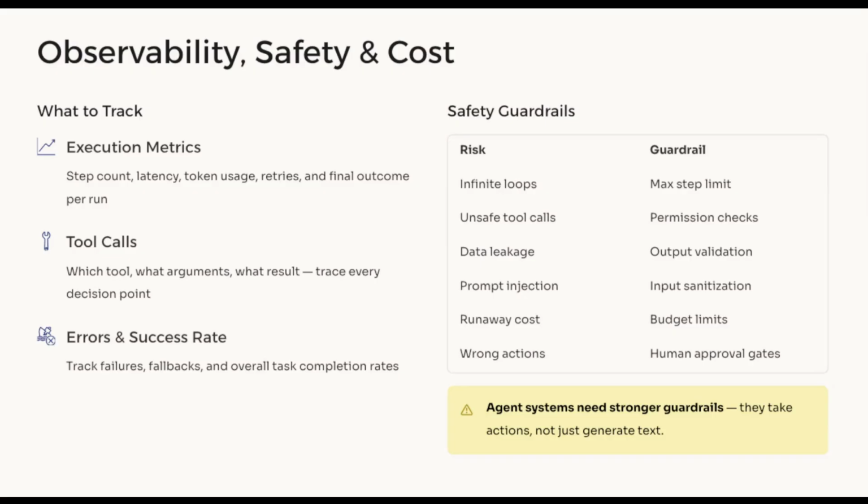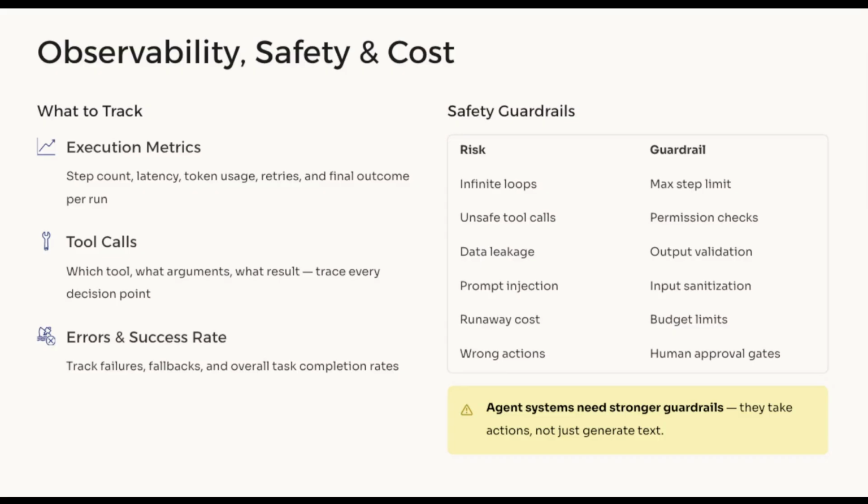Production agents need strong observability. We should track step count, tool calls, latency, token usage, success rate, error types, retry frequency, and final outcome. This helps debug why the agent made a decision and where it failed. Safety is even more important because agents can take actions. Common risks include infinite loops, unsafe tool calls, data leakage, prompt injection, wrong actions, and high cost. Common guardrails include max step limits, tool permission checks, rate limits, output validation, budget limits, human-in-the-loop approval, and safe fallback.